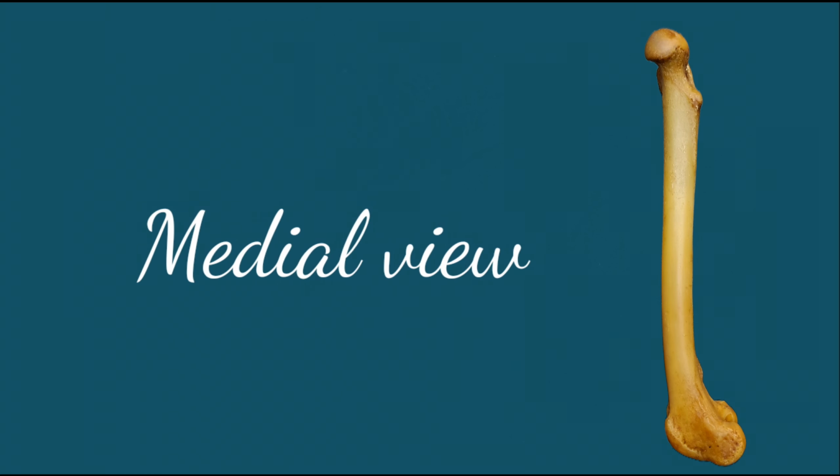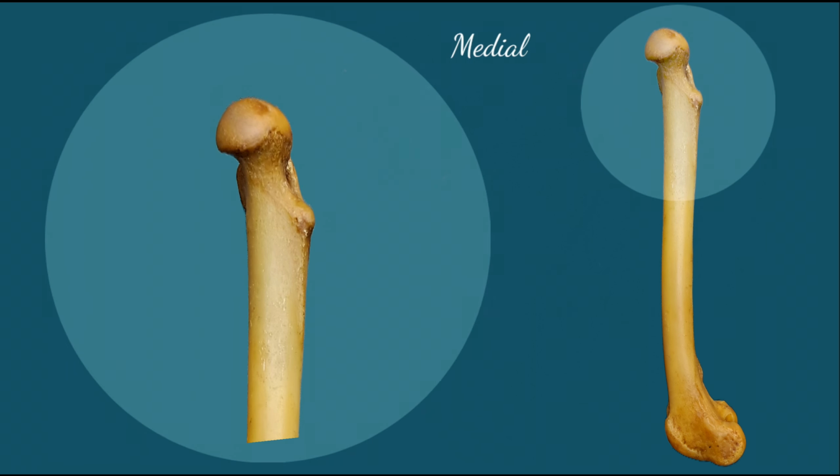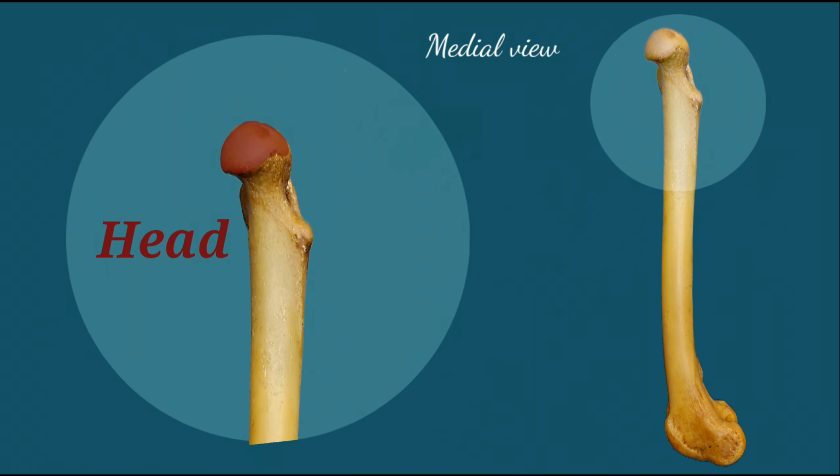At the end, we turn to the medial surface of femur bone. At the proximal extremity, the head, fovea capitis, neck, and lesser trochanter are clearly visible.